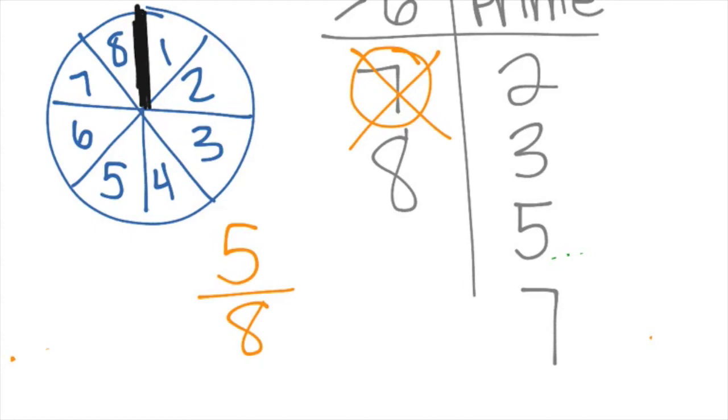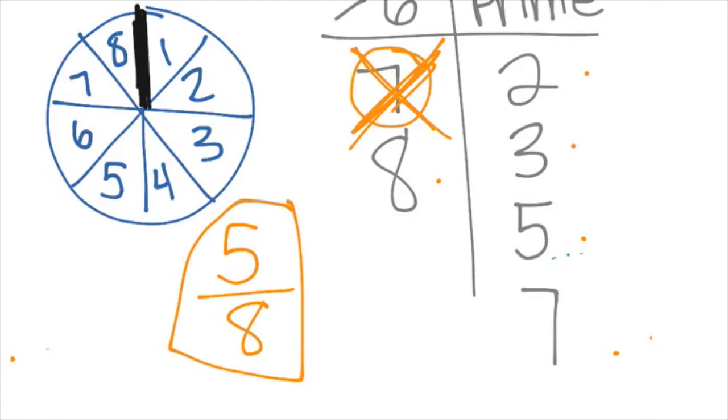The only number that occurs twice is 7. You don't want to count it twice, so cross off one of them. Count up the rest, you get 5 out of 8 total sections, 5 out of 8 probability that you spin a number greater than 6 or a prime number.